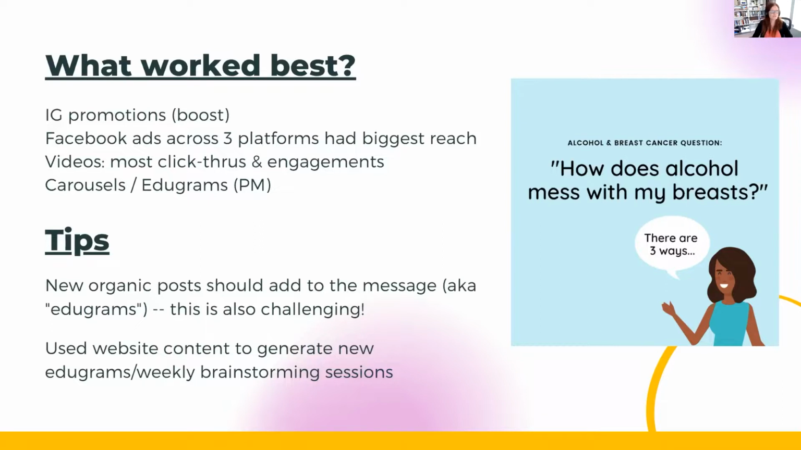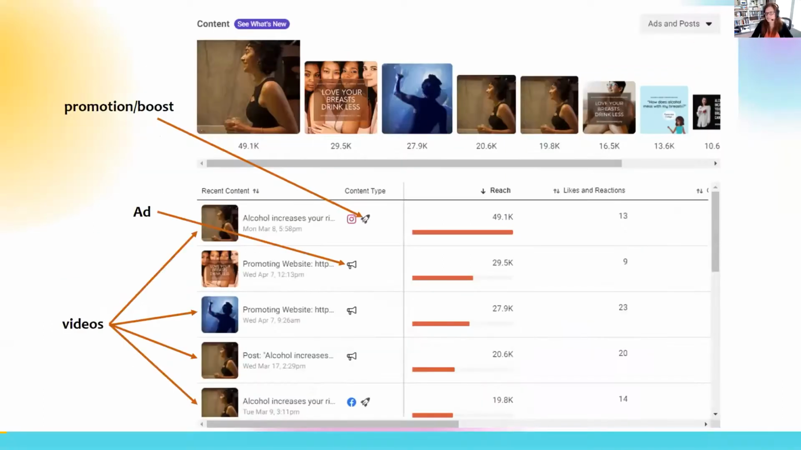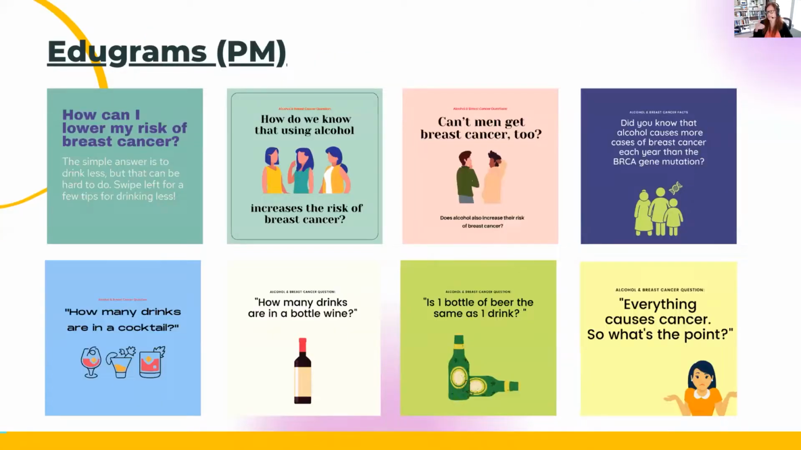In terms of the edugrams, these are some examples of what they were. They're a 4 to 6 panel post, and we came up with different topics that we thought women would want to know about, provided links to the website to get more information. But these did really, really well on Instagram. Women were engaging with them. Yeah, we were really surprised by that. So that's what we were coming up with every week, new edugrams.